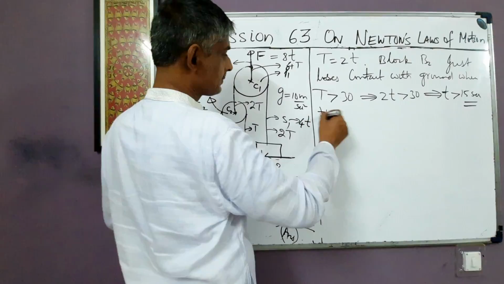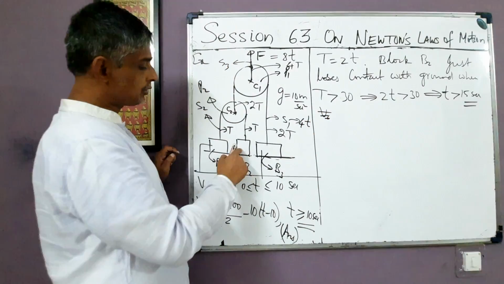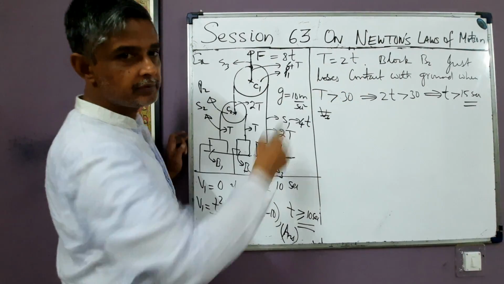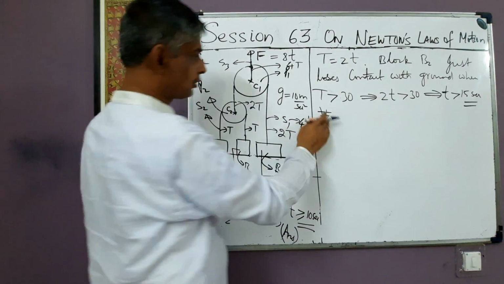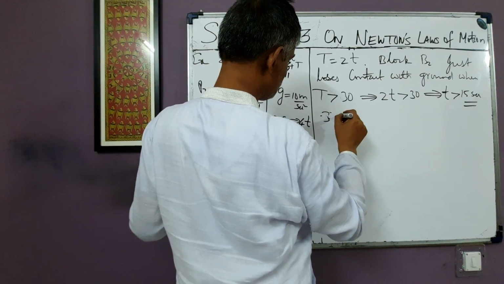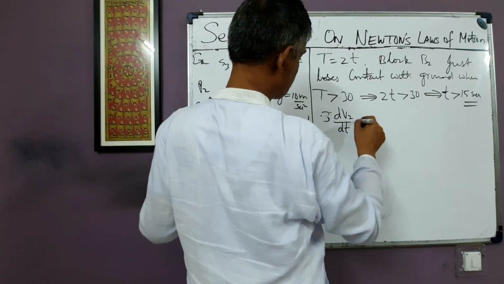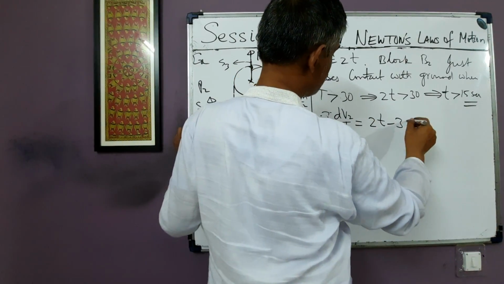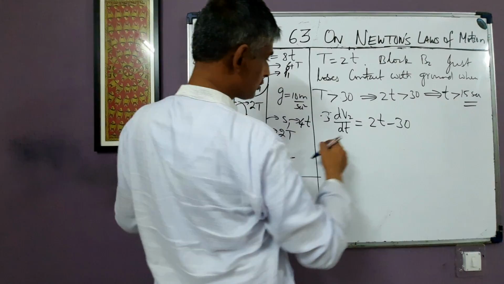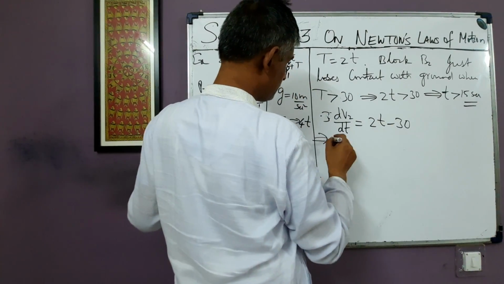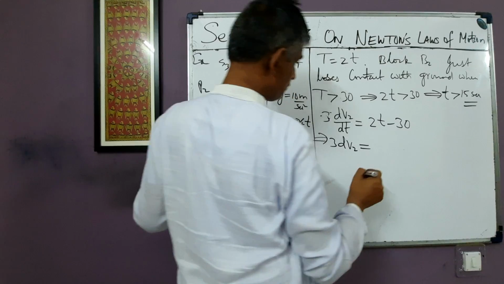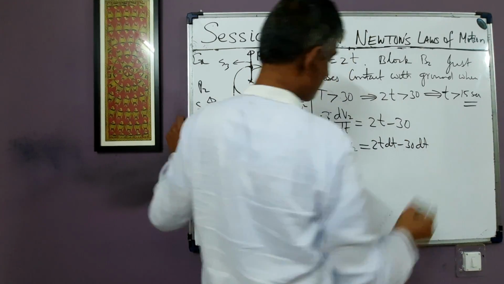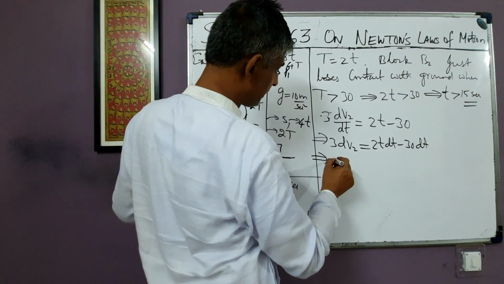Okay. So now what do we write for B2? I apply Newton's second law to block B2 in upward direction for t more than 15 seconds. Alright. And what do I write? 3 dv2 by dt is equal to tension T, which is 2t, minus 3g, 30. So now shift dt that side. Then what do we get? 3 dv2 equal to 2t dt minus 30 dt. Now integrate this equation both sides.